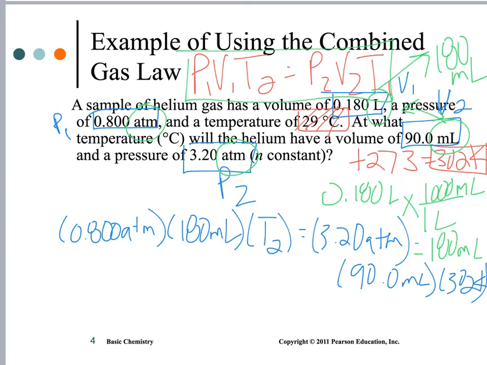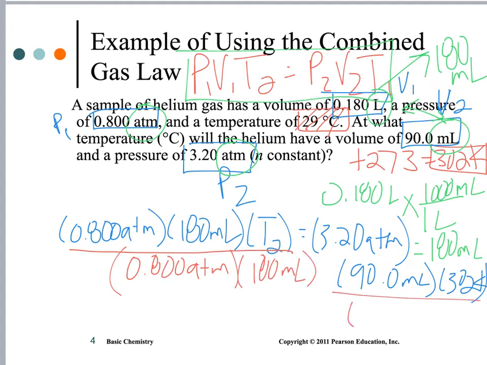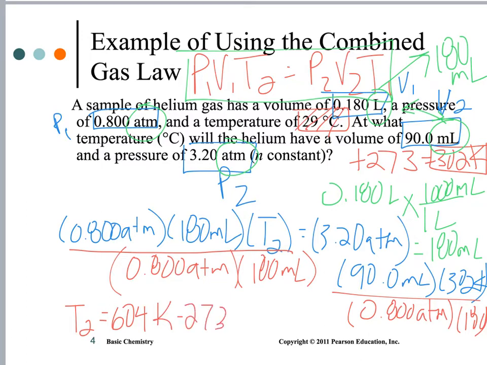But I can solve for temperature 2 by putting everything into my equation. If you don't know, I'm dividing this side by these multiplied together: 0.800 atm and 180 mL. Then I divide this side by the same thing. I'm running out of room. If I solve for T2, I get 604 Kelvin. That's not my answer because I have to subtract 273, and I get 331 degrees Celsius. I'll box my answer because I'm a good student.